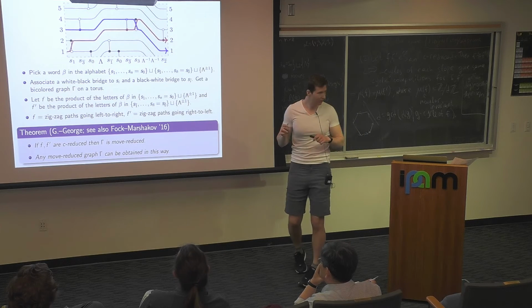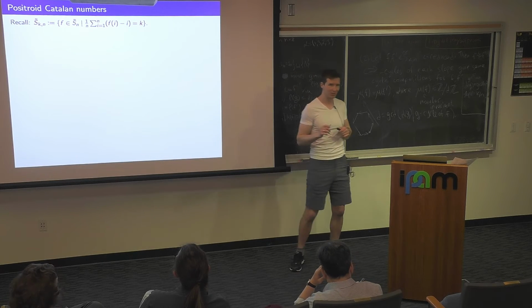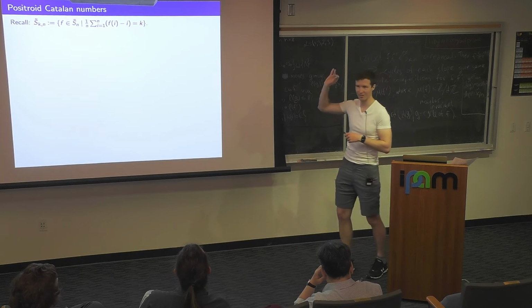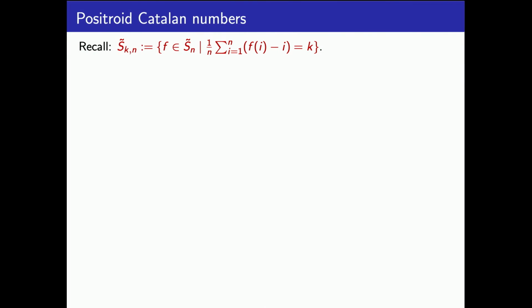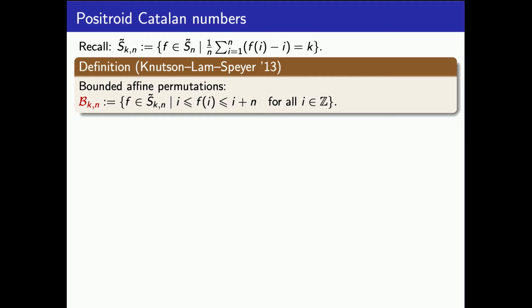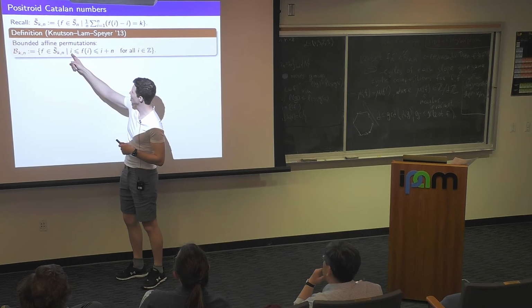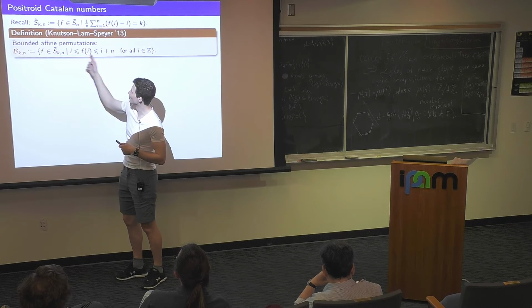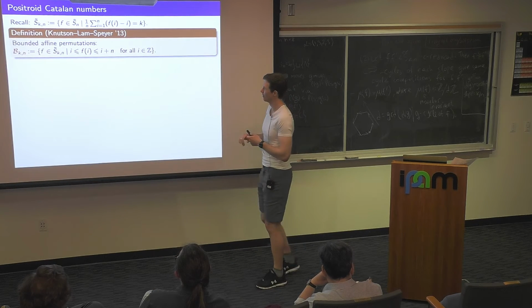All right. So finally, let me talk about positroid Catalan numbers, which again is going to sound completely different, but the answer is going to be the same. So reminder, S tilde Kn is you look at affine permutations where K is fixed. And so here's a definition, which is due to Knutson and Speyer. They considered a set of bounded affine permutations, which by definition is every value has to be between i and i plus n. That's it. That's a bounded affine permutation.